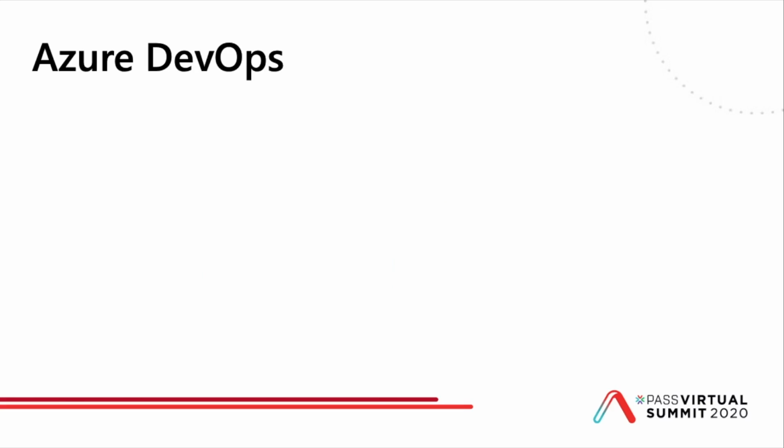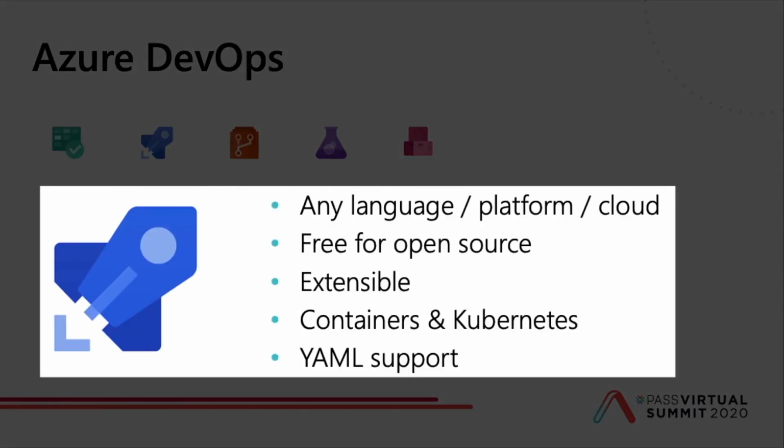But what is Azure DevOps? It is a Microsoft product that provides version control, reporting, requirement management, automated builds, and so on. But today, I'll be mainly focusing on Azure pipelines. These Azure DevOps components allow us to build, test, and deploy with CI/CD that works with any language on any platform. It is free for open source projects. It is really extensible. It works really well with containers and Kubernetes and has YAML support.